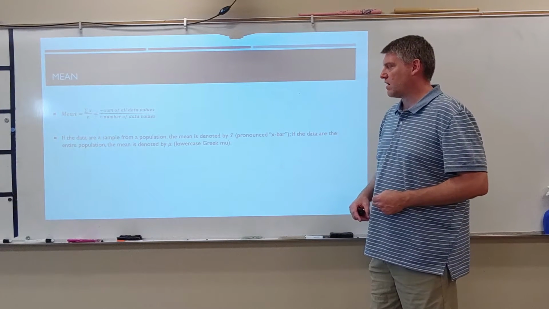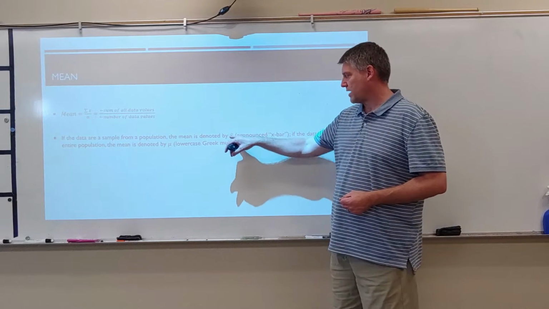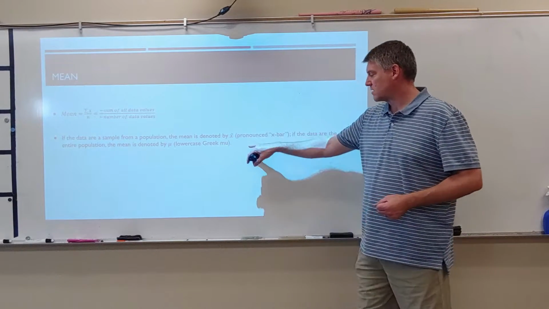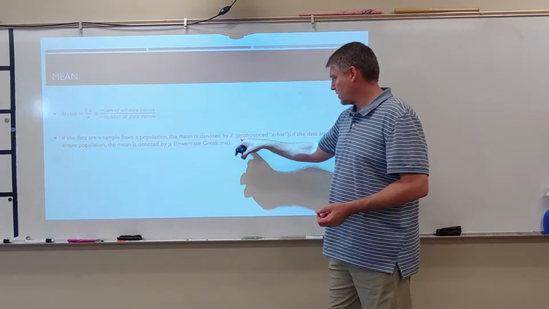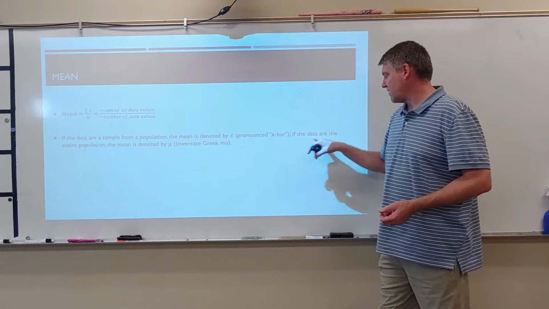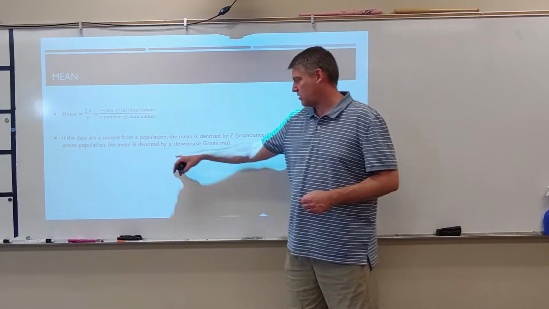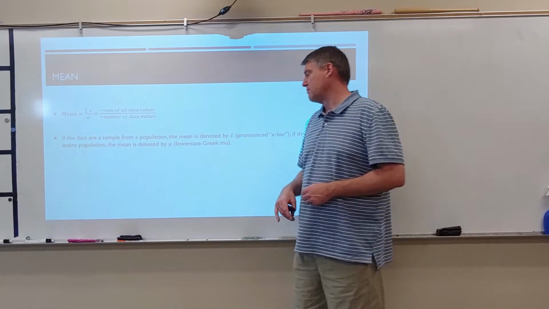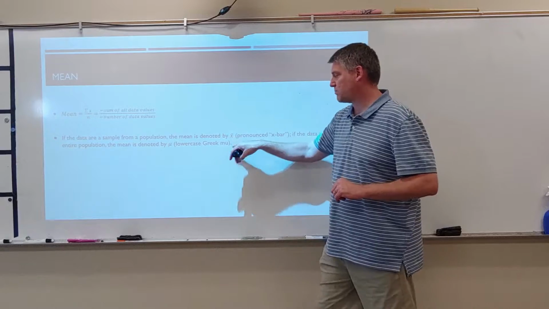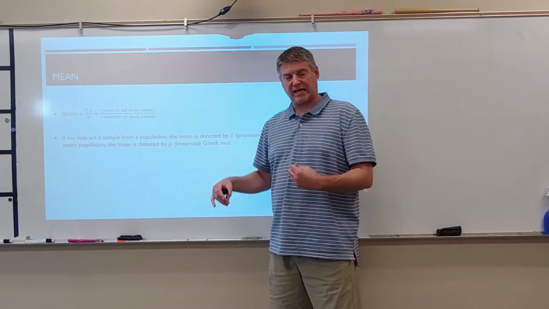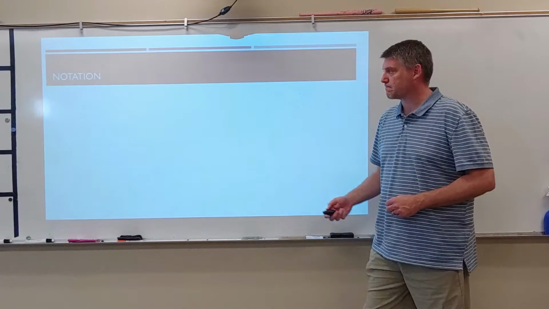If the data are a sample from a population, the mean is denoted by x bar. So if we're taking a sample, we use x bar. If the data are the entire population, the mean is denoted by mu. So you kind of get familiar with this: we use x bar if we're just dealing with a sample, and mu if it's the entire population.